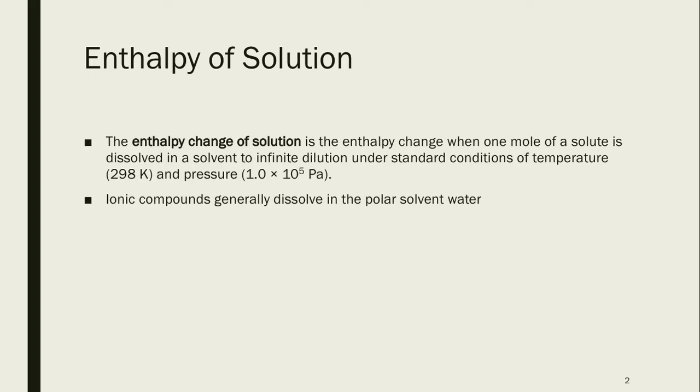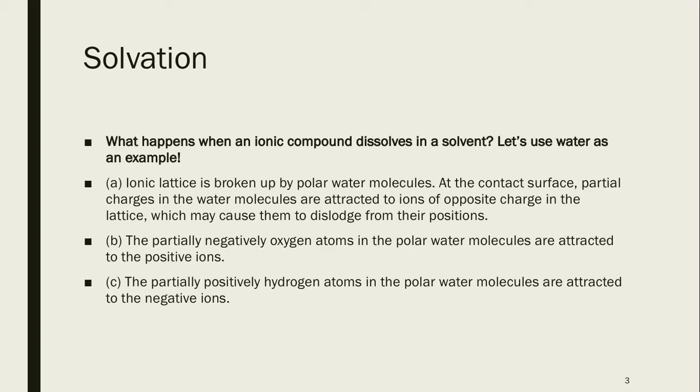Ionic compounds generally dissolve in the polar solvent water. So if you take a solid ionic compound and you dissolve it, what is the amount of energy that is either released or absorbed? That's what we're going to be looking at. So, what exactly happens when an ionic compound dissolves in a solvent? We're going to use water as an example. When a compound dissolves in a solvent, this is called solvation. We're specifically going to look at water as our solvent.